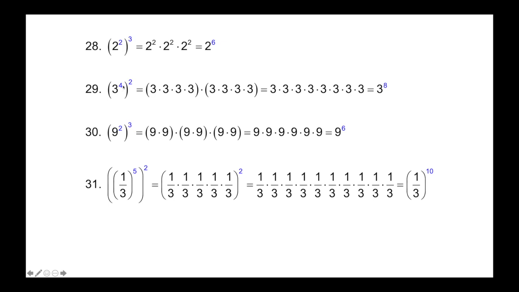Here, I'd have 3 to the 4th twice, and then all of that combined is going to give me 3 to the 8th. So again, power to a power, we're going to multiply. 4 times 2 gives me that 8 right there.